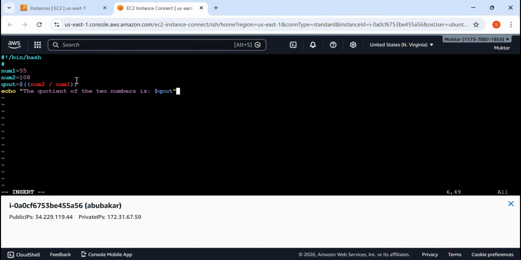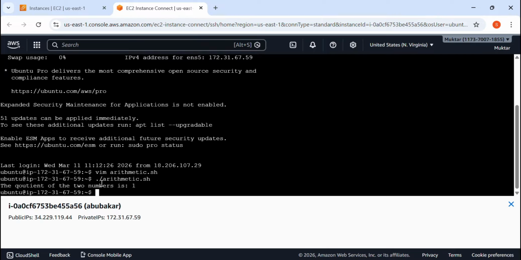108 divided by 55 is 1.9636. So where did the 0.9636 go? Let me show you so that you guys can understand what I'm talking about. You can see it's showing us the quotient of the two numbers is 1, but it's not showing us the decimal points. The reason is that Bash literally just threw away everything. No rounding, no warning, no error. Just chopped off everything after the decimal point and handed you the whole number 1.